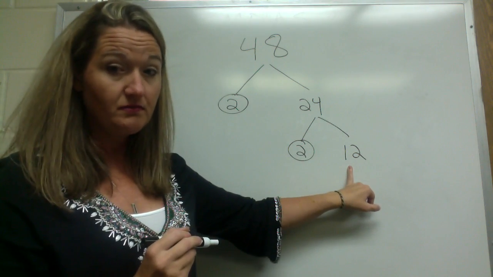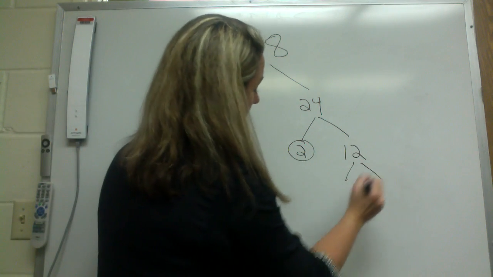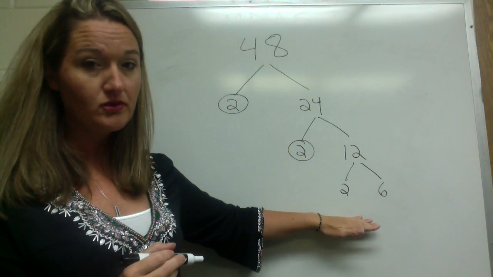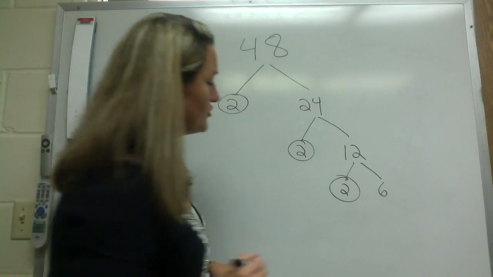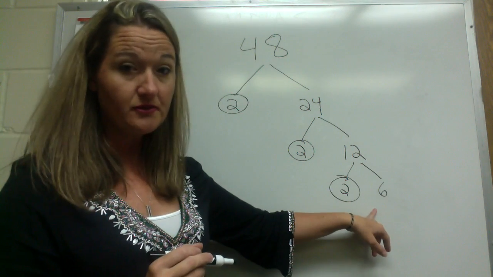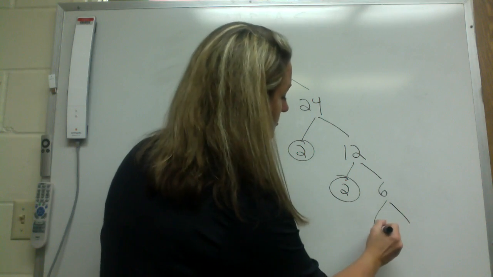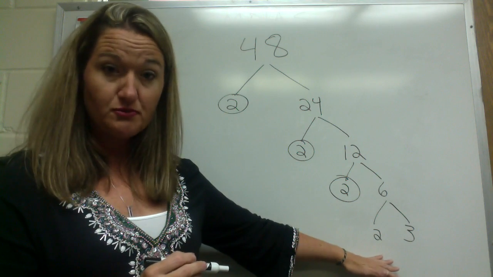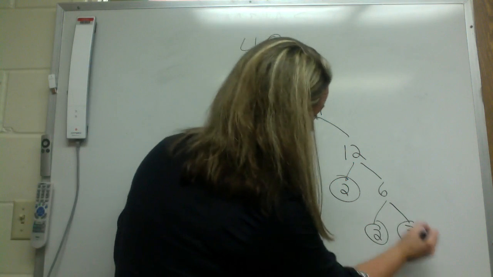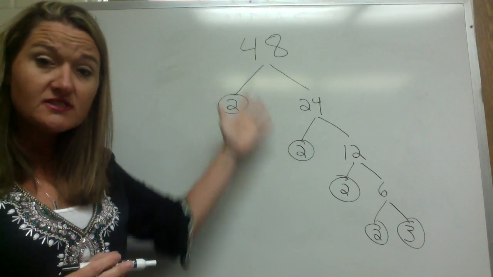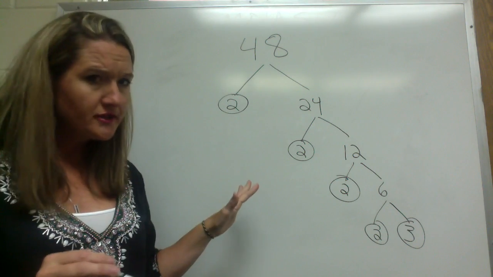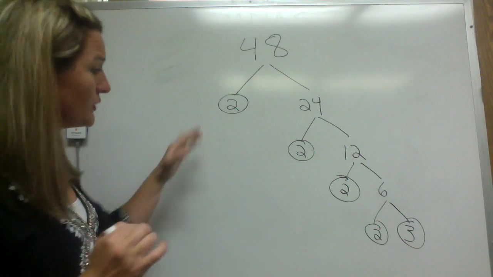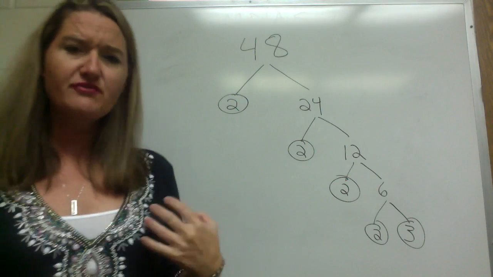Now 12. Can I break this down further? Yes, still even, so I'm going to do 2 and 6. Same thing here. Look at these branches. Are either of them prime? Yeah, the 2 is prime. Can we break the 6 down further? Yeah. 2 and 3. So we've got 2 and 3. Are both of those numbers prime? Yes, so we cannot go any further. This is called a factor tree. It's kind of a weird looking tree, but we've broken the numbers down into their basic components.